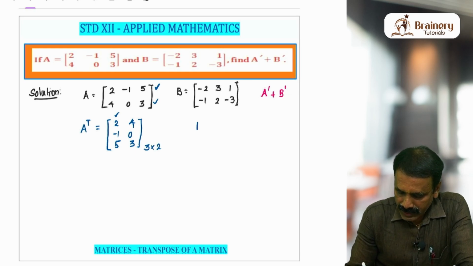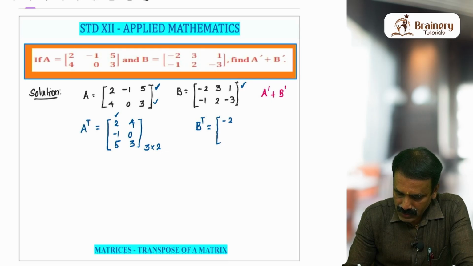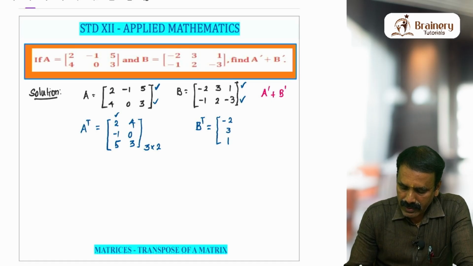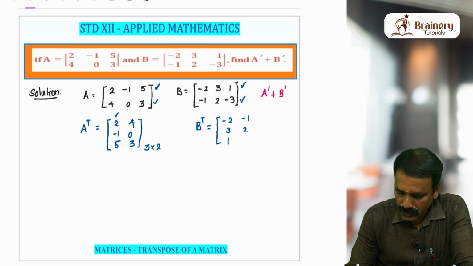Now I am going to calculate what B transpose is. B transpose is equal to, write the first row as the first column, minus 2 3 1. Now the second row will be rewritten as the second column, minus 1 2 minus 3.